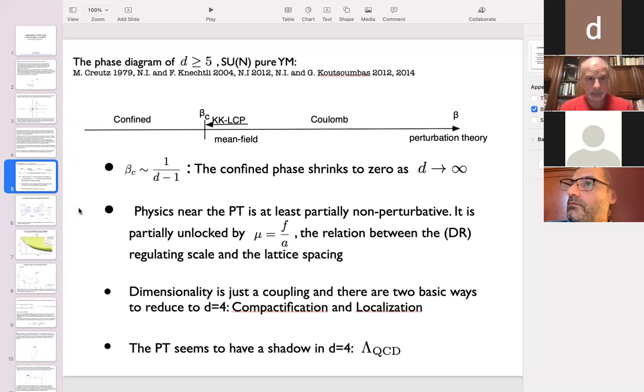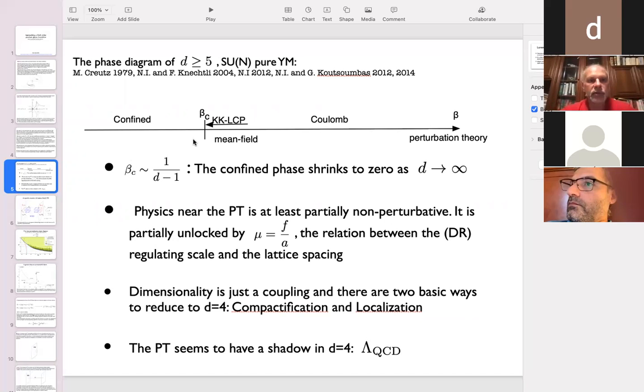In fact, all pure SU(N) Yang-Mills theories in dimension D of 5 or higher possess such a first order phase transition. I will discuss mostly the simplest case, which is D equal 5 and N equal 2, so SU(2) Yang-Mills in 5 dimensions, but many of the things that I will say hold for any SU(N) in any dimension as long as the dimensionality is not infinite.